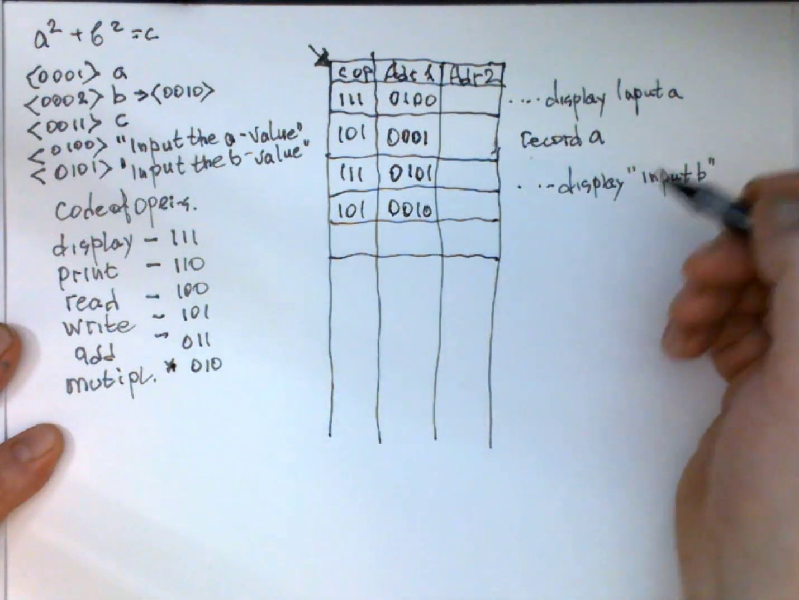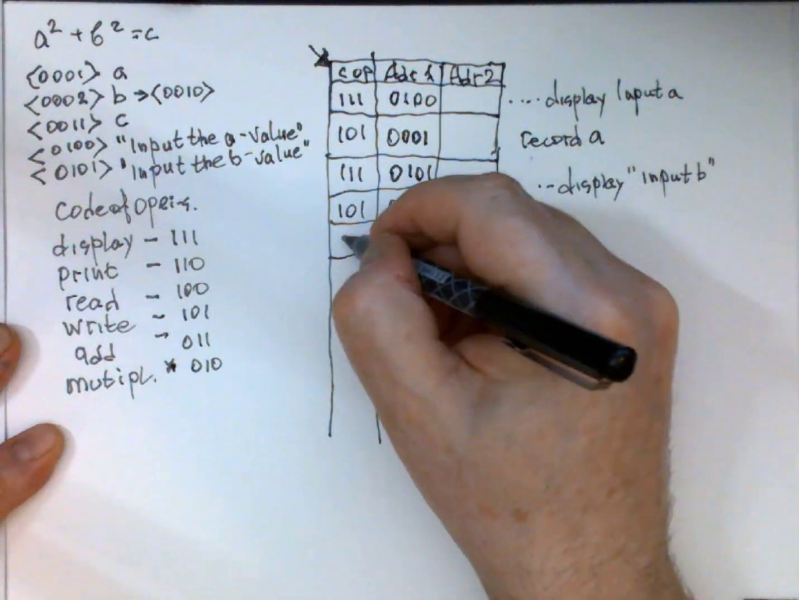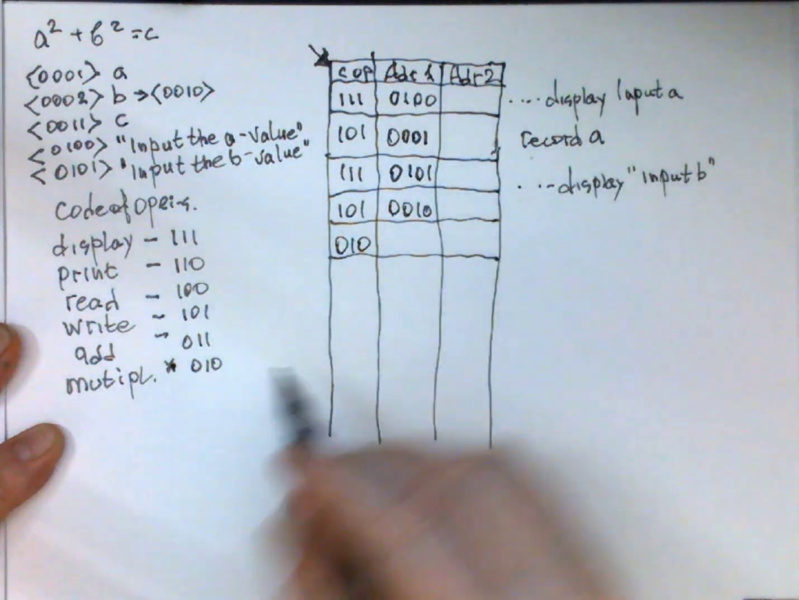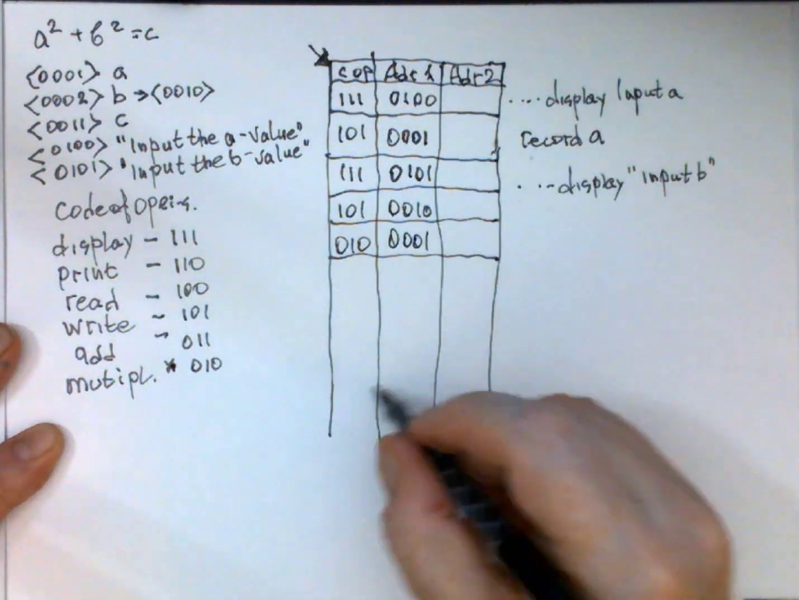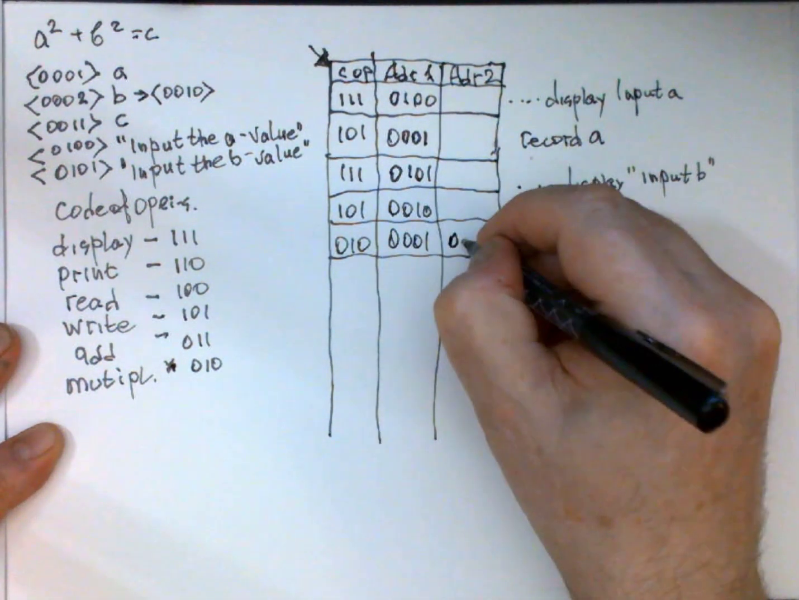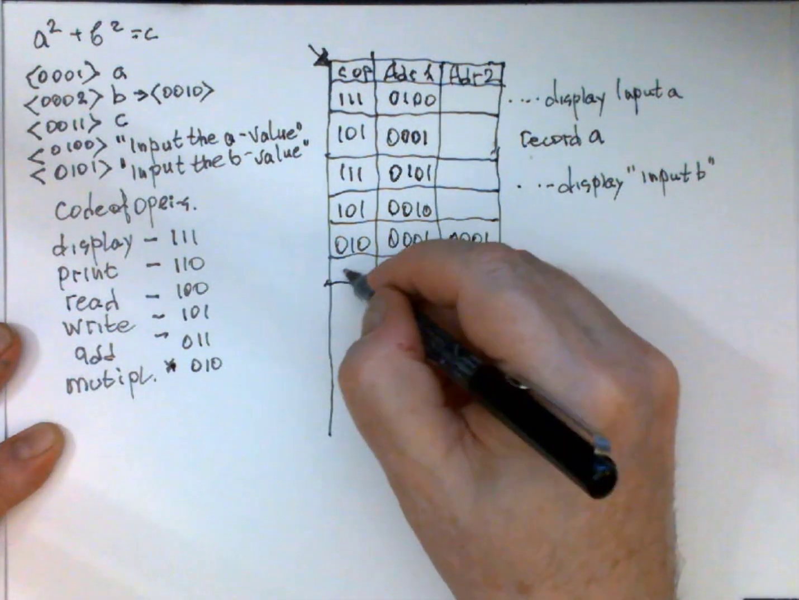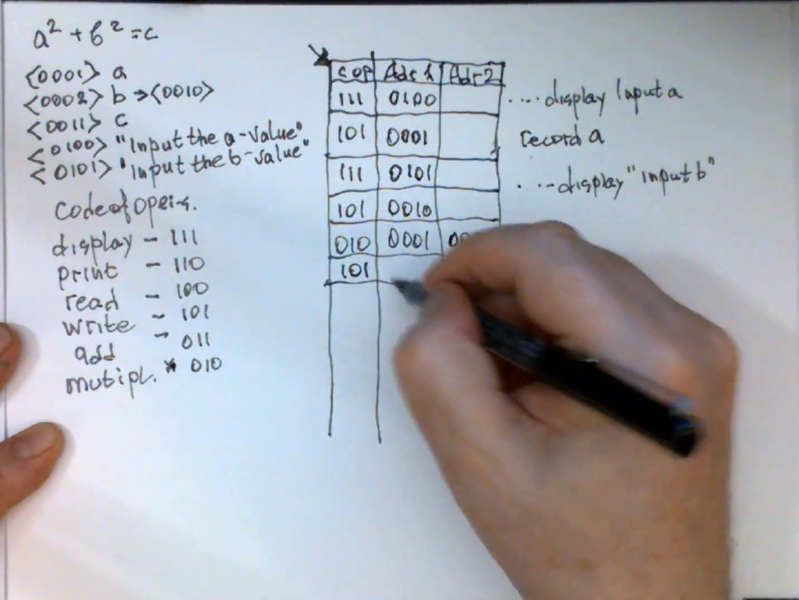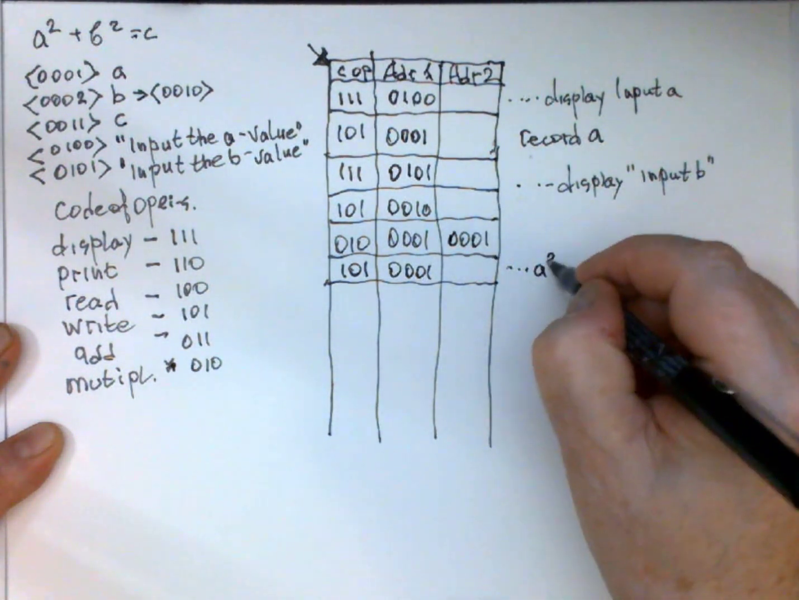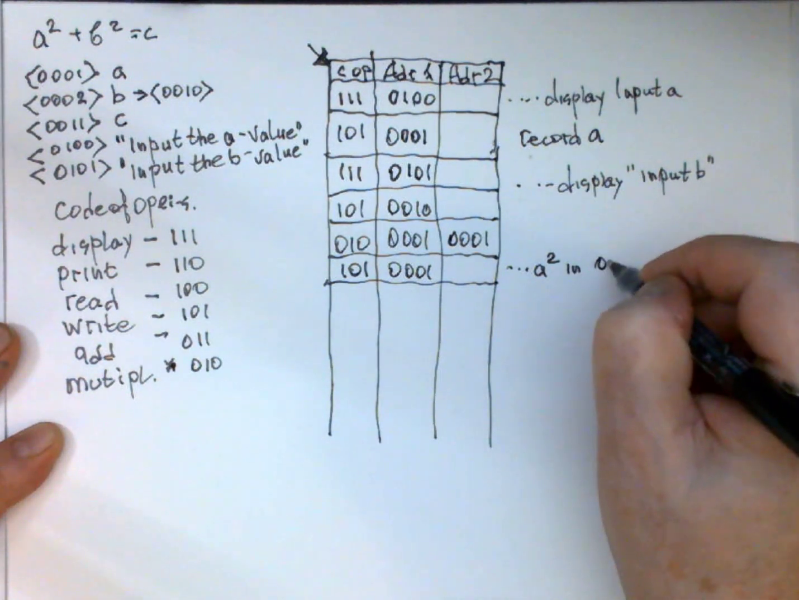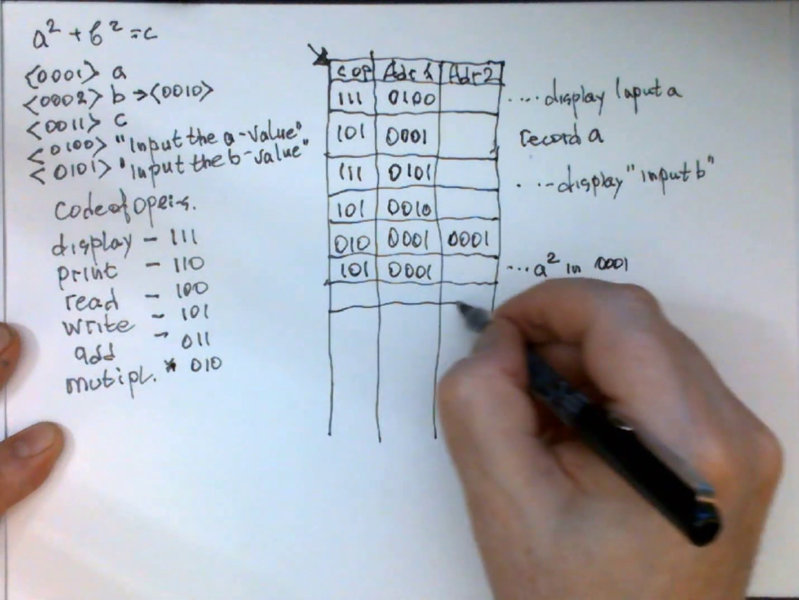Now I need to multiply. Multiplication is 010. I need to take A, which is 0001, and multiply it by 0001. And then write. Write is 101 to 0001. And I will say A square in 0001 cell.